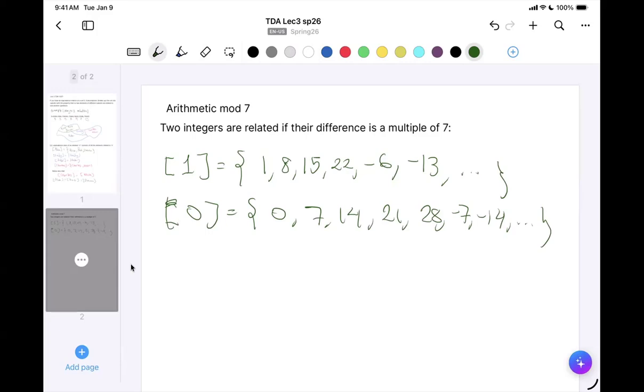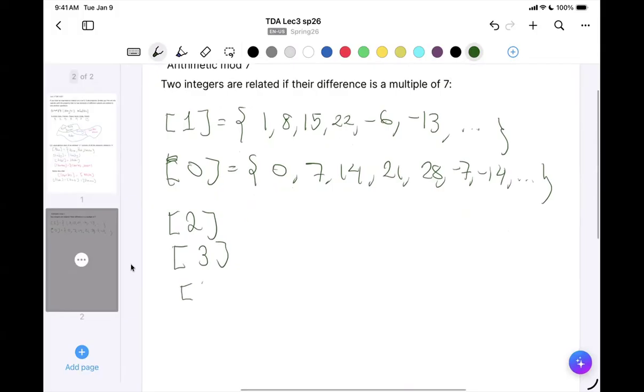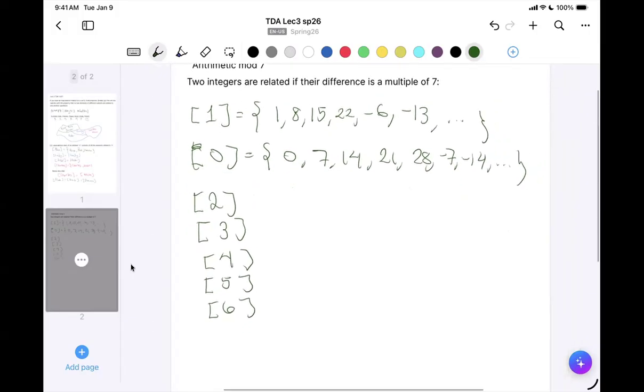And you can do it for the others. There are actually 7 equivalence classes, right? There's one also for 2, another for 3, another for 4, another for 5, and another for 6. After that, it starts repeating itself, because the equivalence class for 7 is just the same as 0, right? So when you do arithmetic mod 7, there are 7 classes.